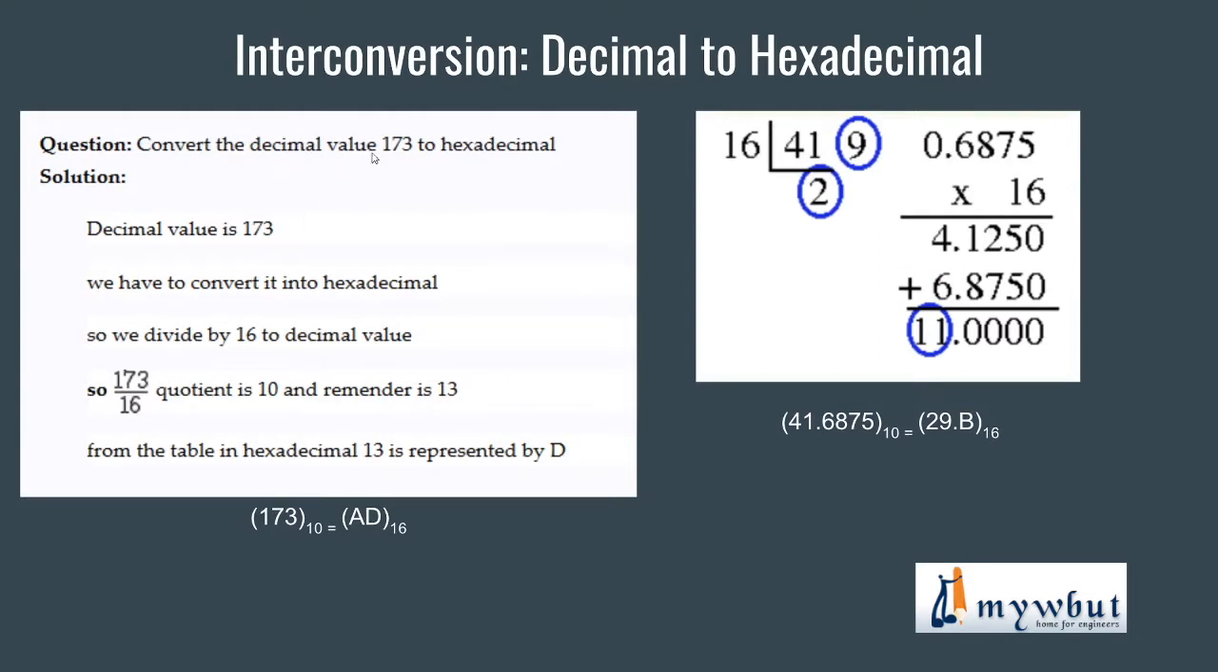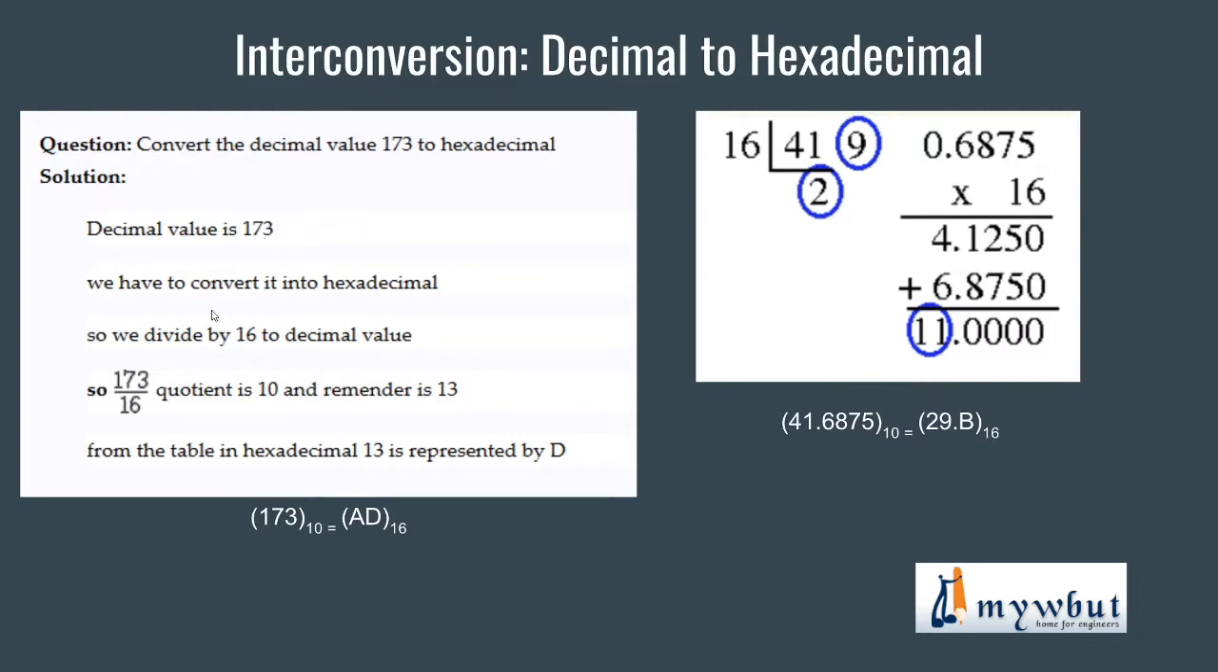Suppose we have a decimal value 173 and we have to convert it into hexadecimal format. In order to do it, we simply need to divide it by 16. In case of binary, we used to divide by 2. In case of octal, we used to divide by 8. And in hexadecimal, we divide it by 16. And the rest of it is the same.